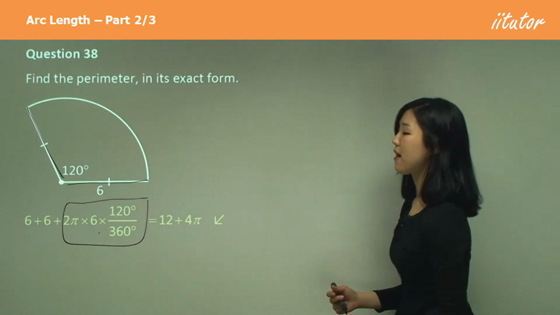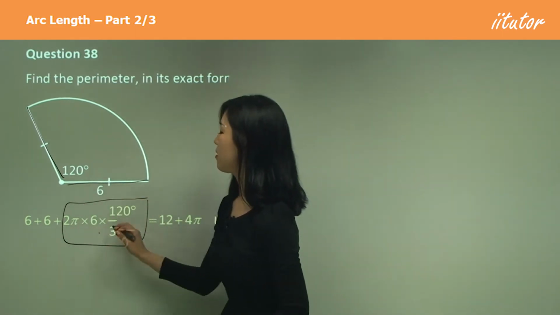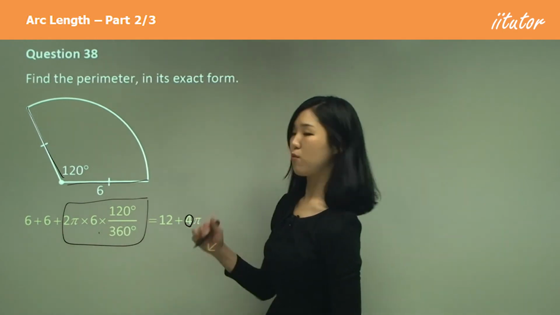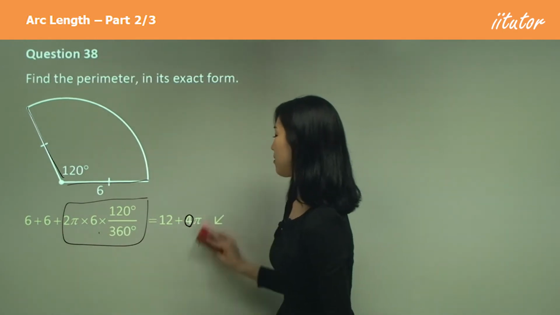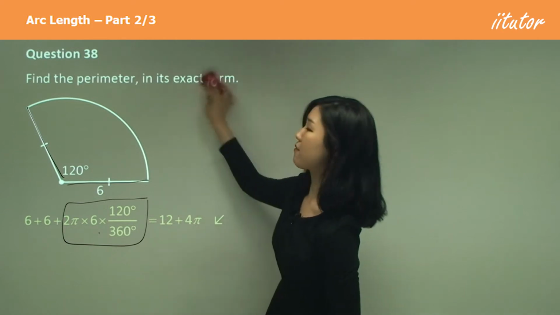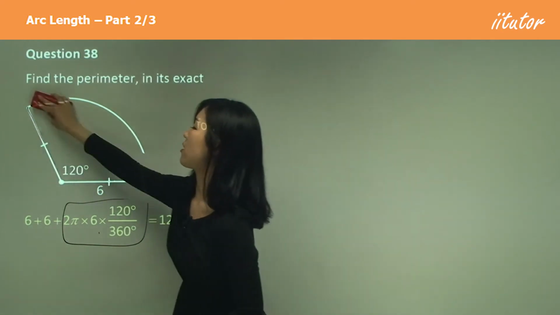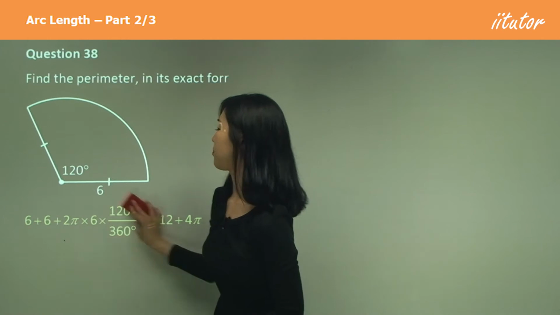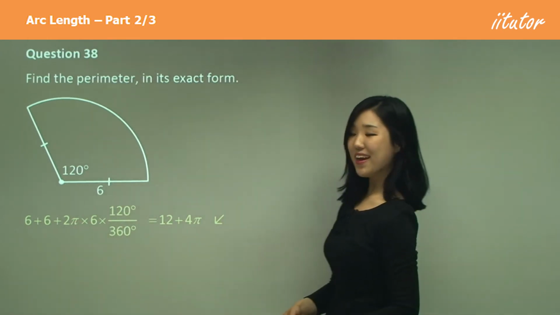Okay, you're going to simplify it though. If you simplify this, it should be 4 with the pi. So 4 pi plus the 12. Because they want you to put it in exact form, you make sure you don't calculate it with your calculator. Okay?